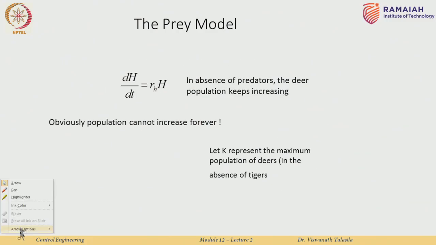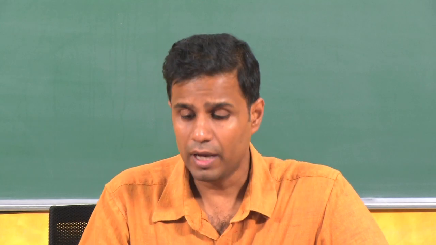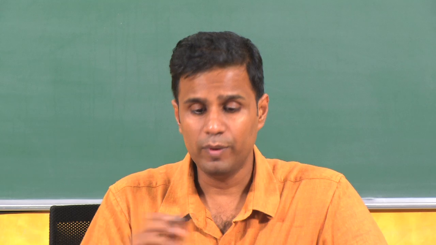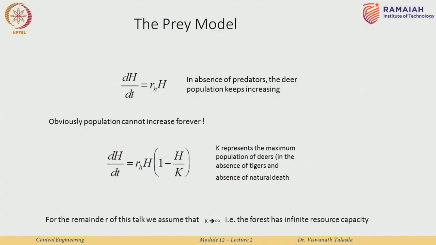And the way that we would model this constraint is to say that let k be the maximum population of deers which this particular jungle or the ecosystem can actually support, okay. And the number of deers cannot go more than k, and the way you would model that is by this expression over here, okay. And what this expression basically tells us, so this part is the same as what we have seen before, the growth rate or the reproduction rate of the deers.